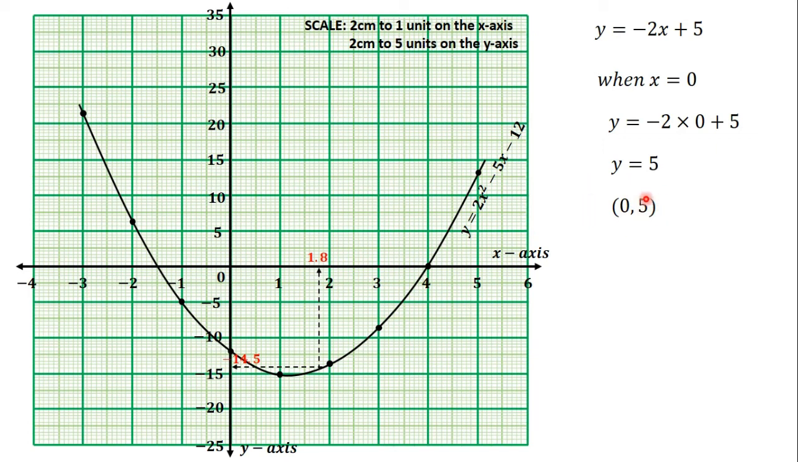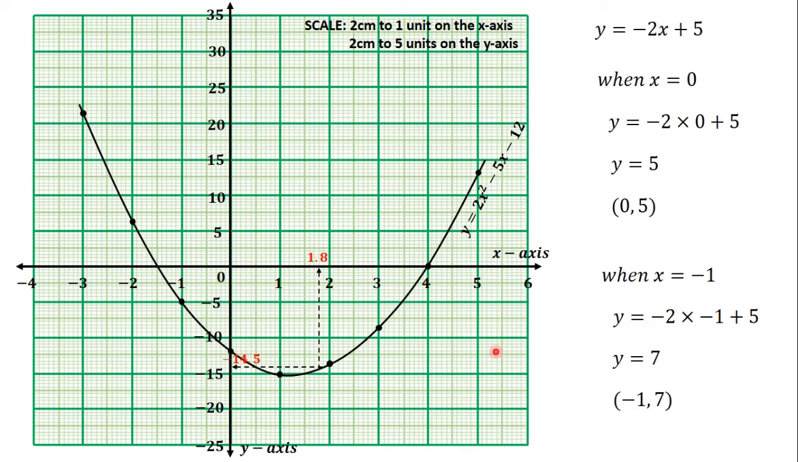Let's find another point. I'm going to assume when x is equal to minus 1. Y will be equal to minus 2 times minus 1 plus 5. Minus 2 times minus 1 will give us 2. 2 plus 5 is 7. So when x is equal to minus 1, y will be equal to 7. So the next point is minus 1, 7.